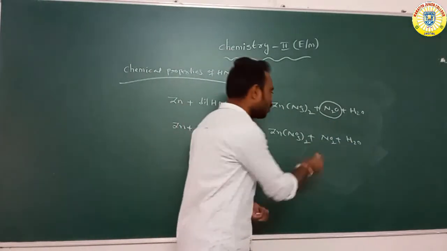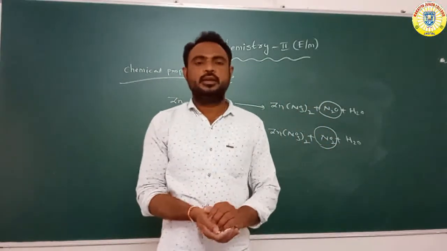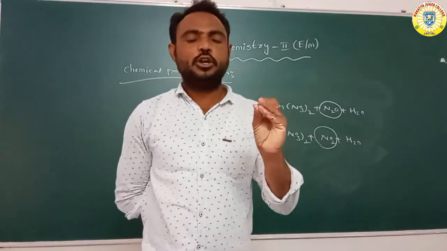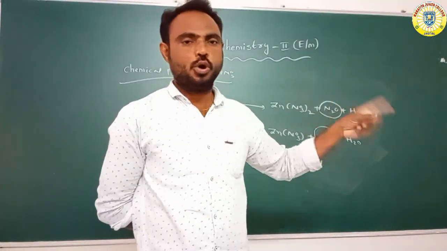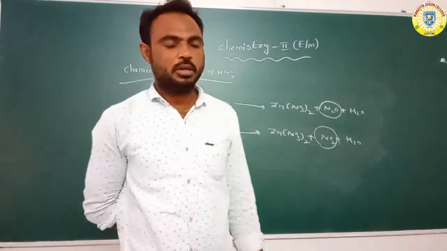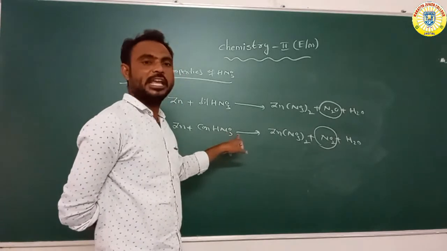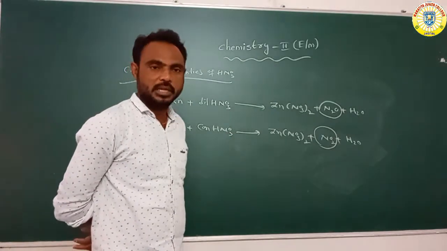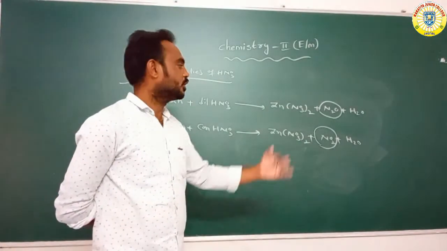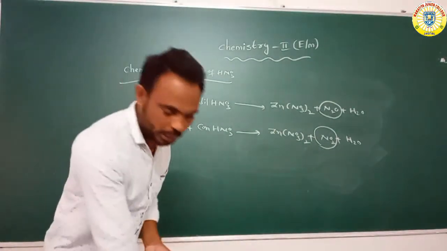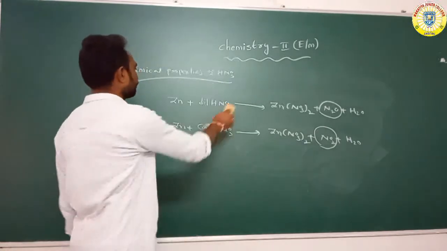Two different compounds form, NO2 and N2O. When zinc reacts with dilute HNO3, it forms zinc nitrate and N2O, nitrous oxide, and water molecules. When zinc reacts with concentrated HNO3, it forms zinc nitrate and NO2, nitrogen dioxide, and water molecules. So that is how it reacts with metals.